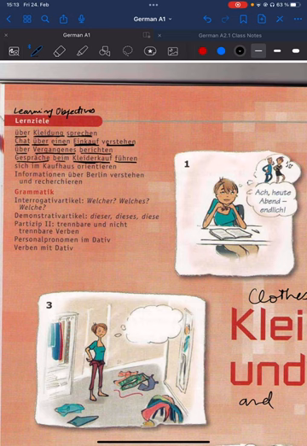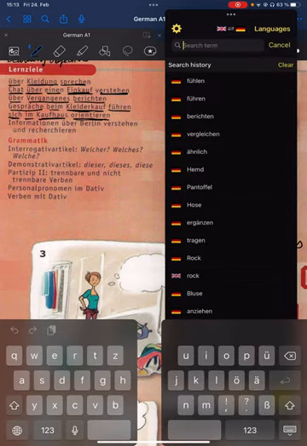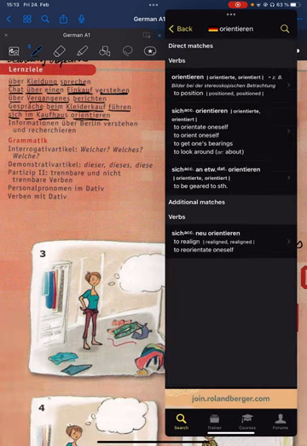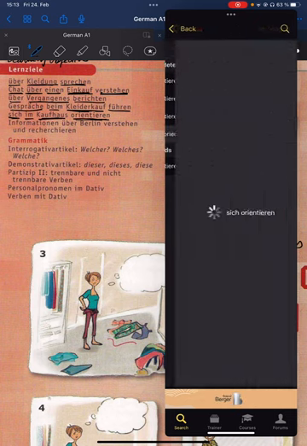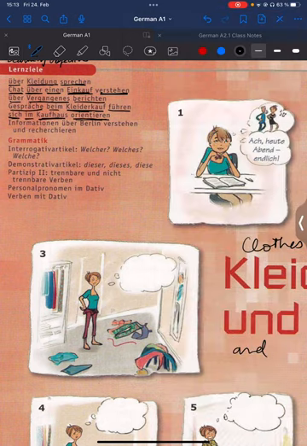Sich im Kaufhaus orientieren. To orientate yourself in a mall, maybe to locate yourself or position yourself, to look around in a mall. Informationen über Berlin festigen und recherchieren. To understand and research information about Berlin.